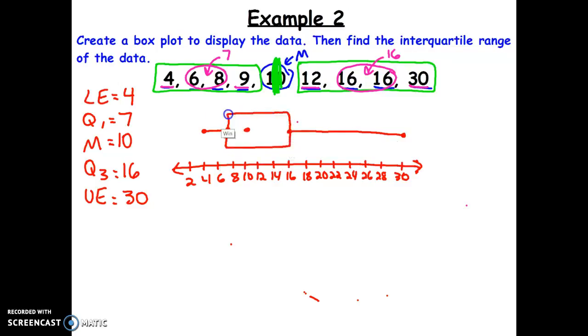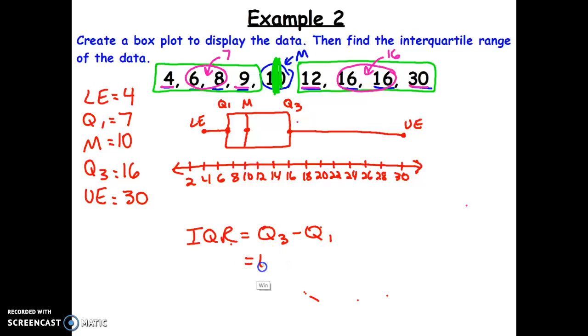This middle is where you create your box, and then you just draw a line through where the median is. So this is our lower extreme, Q1, median, Q3, and upper extreme. Now we're not done because we also need to find the interquartile range. Remember, the IQR equals the Q3 minus the Q1. So our Q3 is 16, our Q1 is 7. So our IQR is 9.